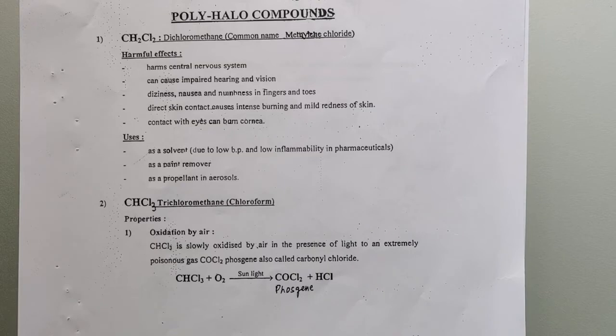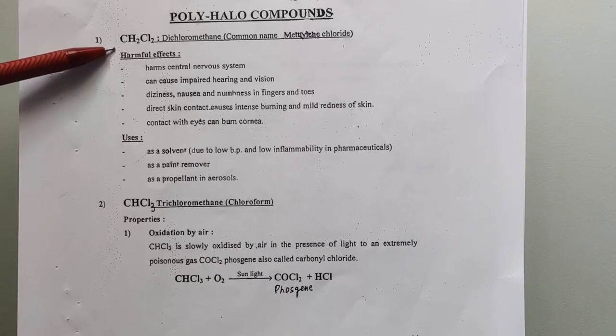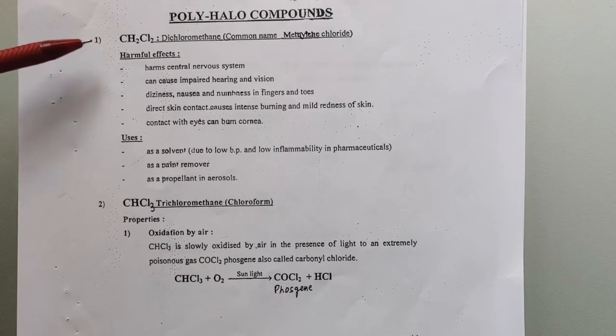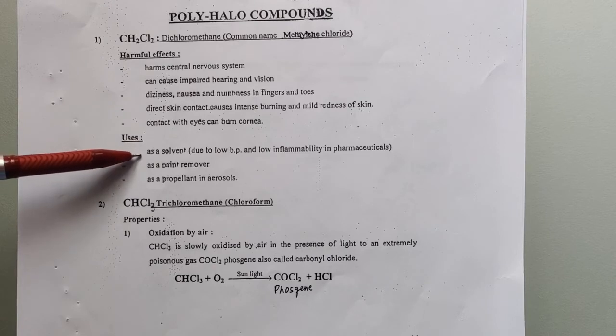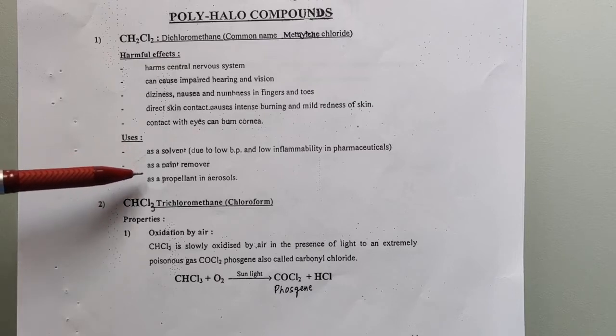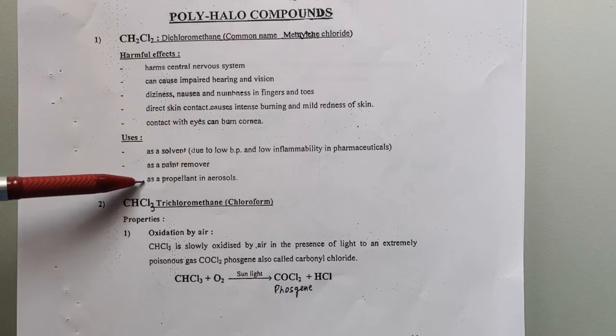Okay, students, so let us begin with one of the most simplest polyhalo compounds, which is dichloromethane, the common name of which is methylene chloride. Clear. Now, where is this methylene chloride used, students? It is a very good solvent because of its low boiling point and low inflammability in pharmaceuticals. It is also used as paint remover and it is also used as propellant in aerosols.